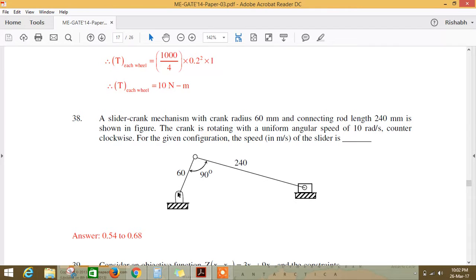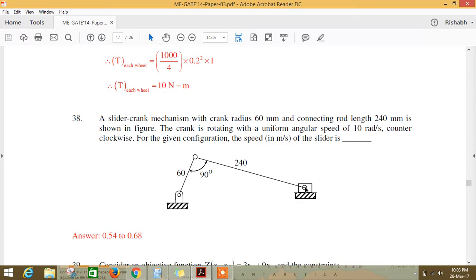See how to solve this. This is a crank, rotating at 10 radians per second. What will be the velocity of the joint between crank and follower? This will be 60 into 10, or 0.06 meter into 10, which is 0.6 meter per second, in the direction of the follower. The same velocity will be transmitted, as if there was no slider, so this point will also have 0.6 meter per second velocity in this direction.